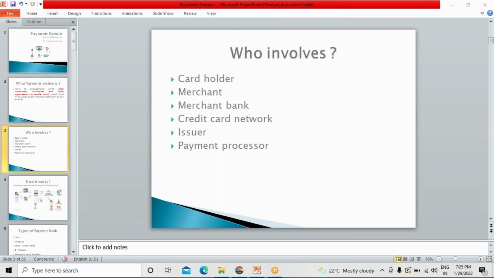So the card networks also play a vital and important role in payments, whenever we are working on payments and transactions. At the same time, there is the issuer, the one who is going to issue the card, and the one who is going to process the payment, right? These are the parties majorly involved when payment transactions happen in a real environment.